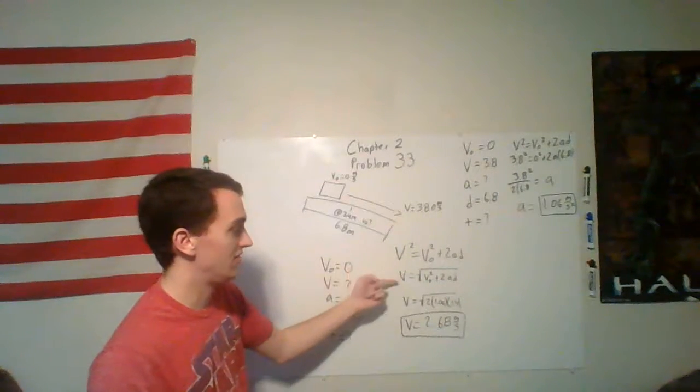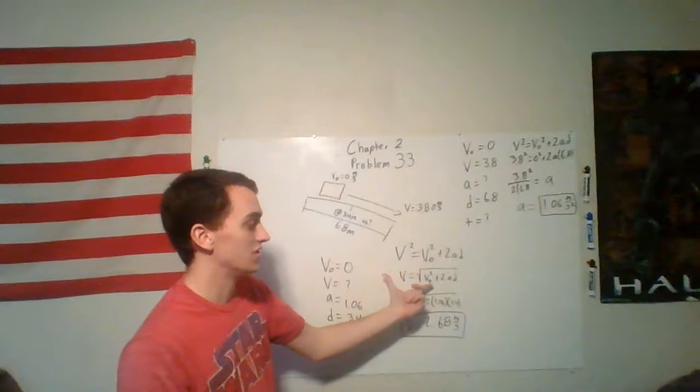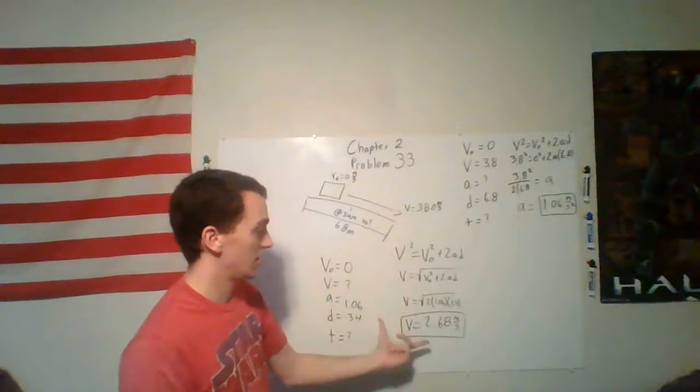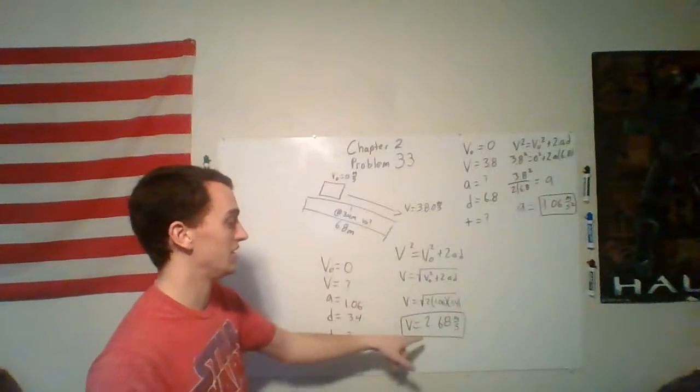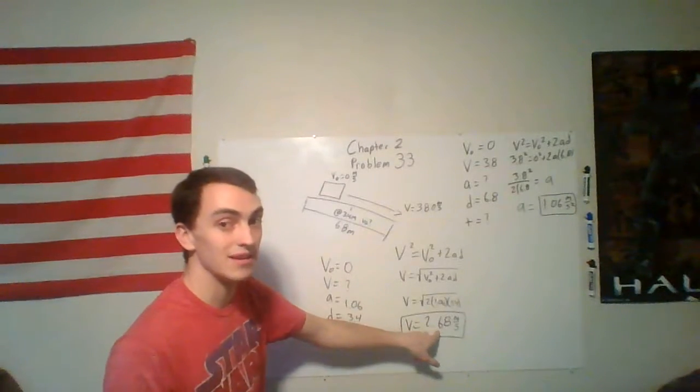Again, basic algebra, v equals the square root of v naught squared plus 2ad. Plug in your numbers, and the final velocity at 3.4 meters is equal to 2.68 meters per second.